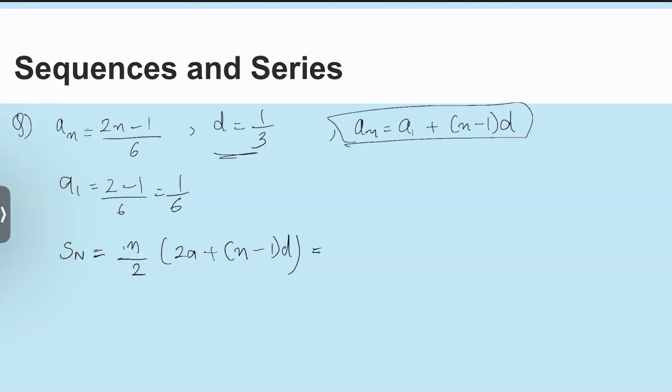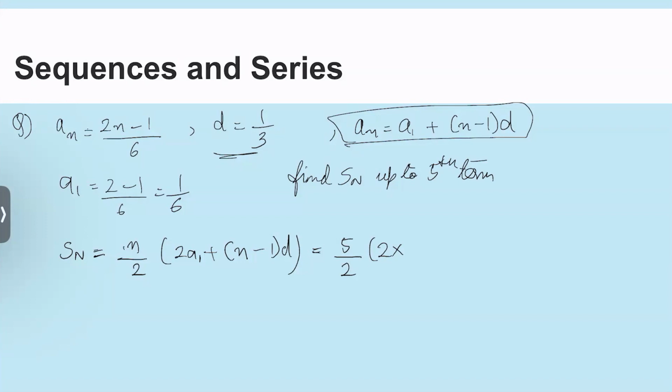Now suppose we had to find Sn up to the fifth term. So our n becomes 5. So you have 5 by 2, multiplied by 2 into a, which is actually your a1. So a1 is 1 by 6. And you have plus n minus 1, so 5 minus 1, and our d is 1 by 3. Okay, so this is what we get.